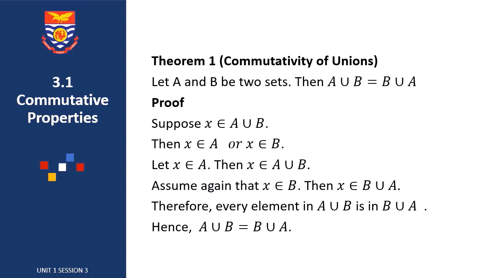Now, suppose X belongs to A union B. What it then means is that X is a member of A or X is a member of B. Now, let's say X is a member of A. Then X will surely be a member of A union B. Again, if we assume that X is a member of B, then of course X should be a member of B union A. Therefore, every element that can be found in A union B can also be found in B union A. Hence, we conclude that A union B is equal to B union A.